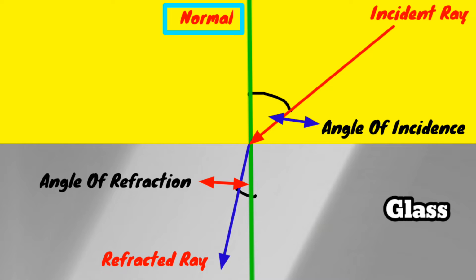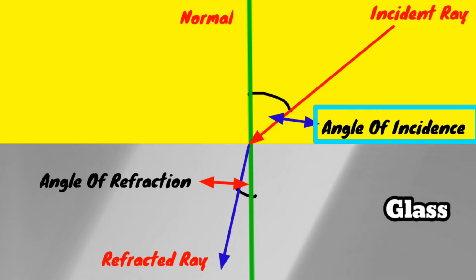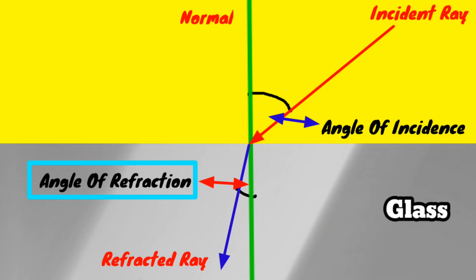The normal is a perpendicular line. Angle of incidence is the angle between the normal and the incident ray. The angle of refraction is the angle between the normal and the refracted ray.